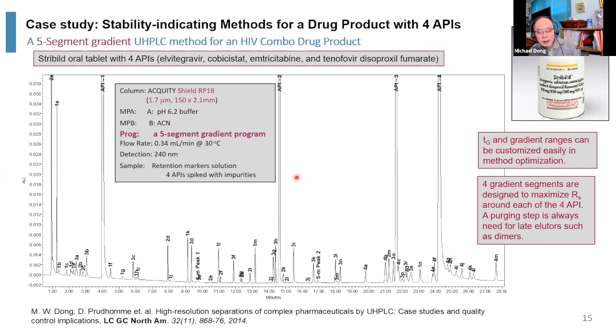They have 4 APIs. Each of the APIs have their related substances with the hydrophobicity around the API. So they actually developed a method using a 5-segment gradient program, using a single buffer and a single mobile phase, right? So this is a really, really nice method. It's not perfect, right? You can see that some of these separations are not baseline, right? But it's definitely accepted by the FDA. They validated the method, and the development and the separation of this drug product is documented in this.